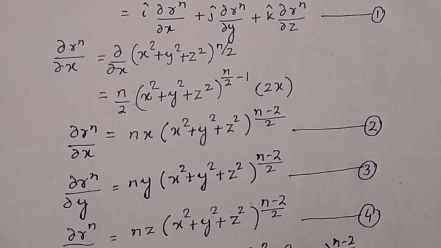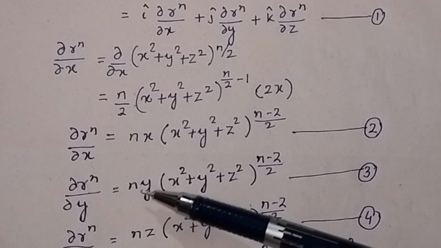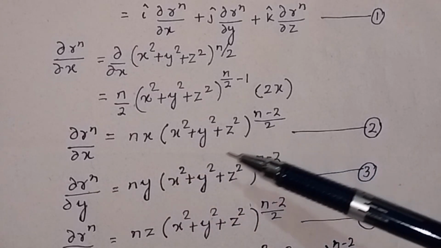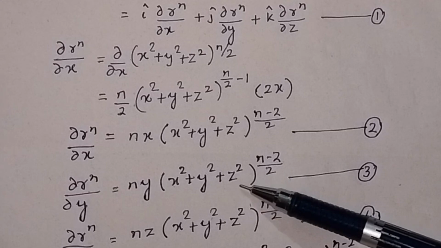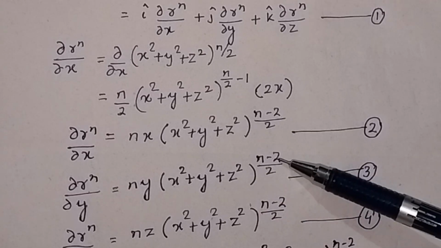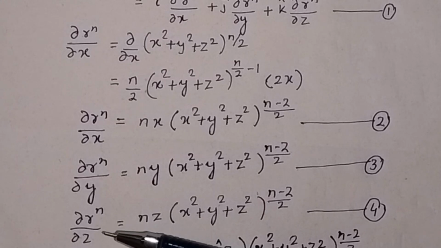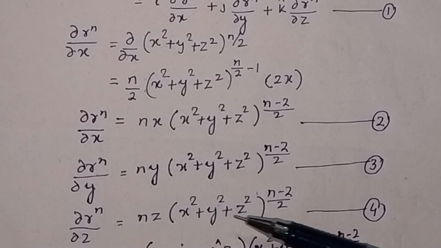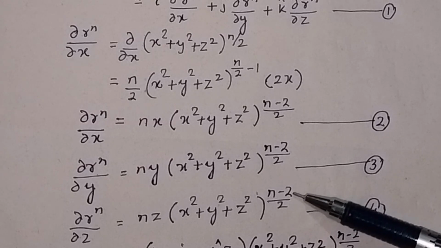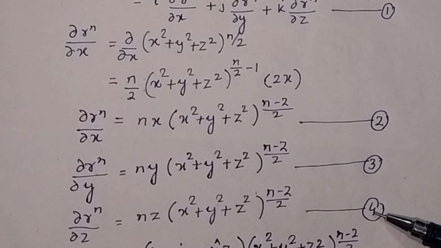Similarly, you can find the partial derivative of r to the power n with respect to y. Following this procedure, this will be equal to n y into x square plus y square plus z square whole to the power n minus 2 divided by 2. Suppose this is equation 3. Similarly, the partial derivative of r to the power n with respect to z is equal to n z into x square plus y square plus z square whole to the power n minus 2 divided by 2. And suppose this is equation number 4.